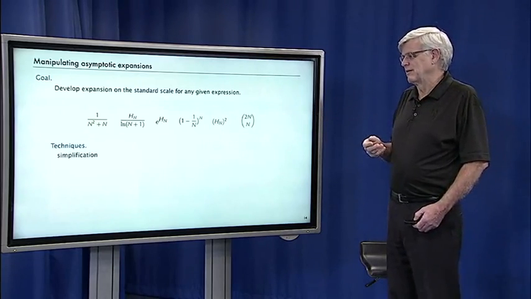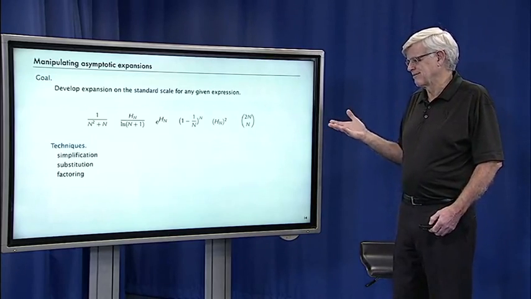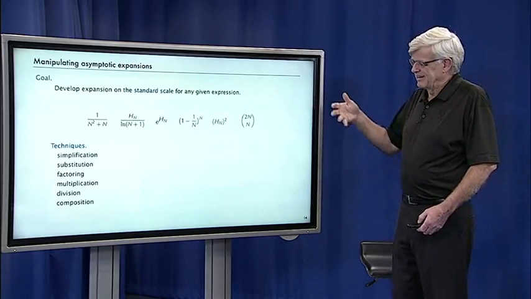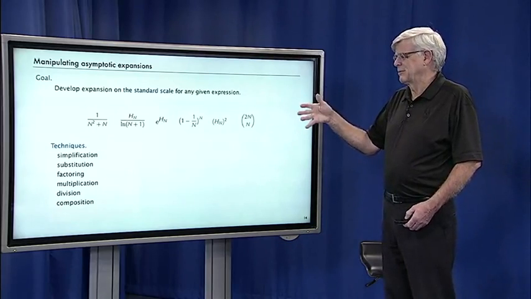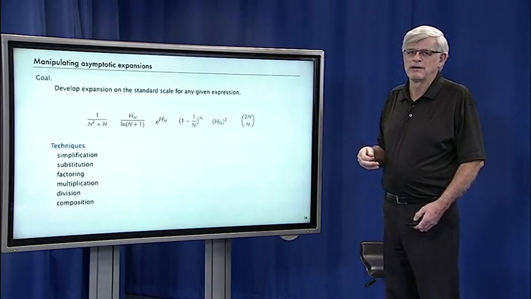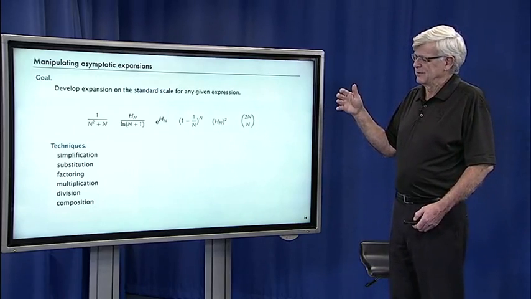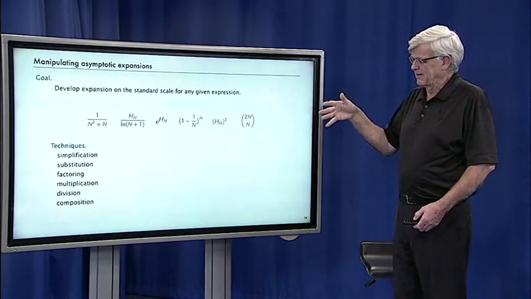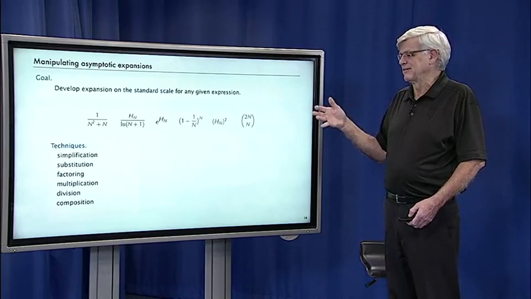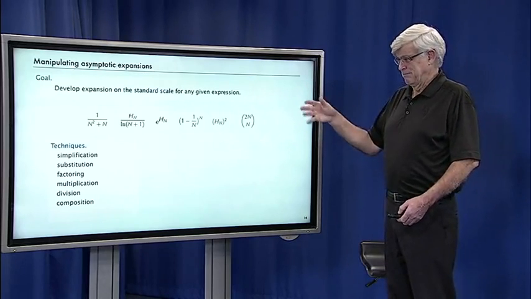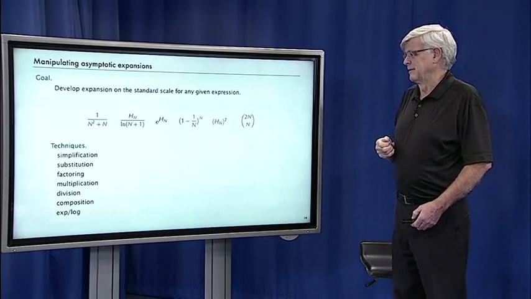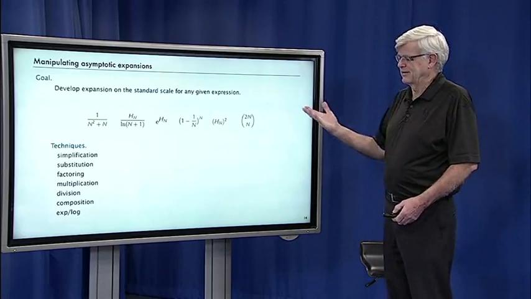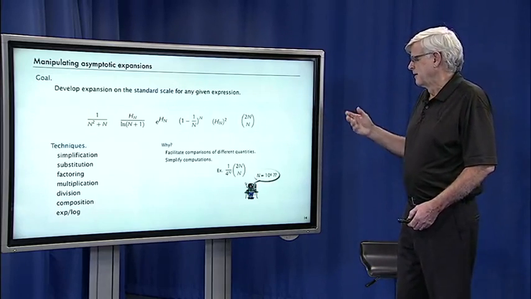We'll look at each one of these: simplification, substitution, factoring, multiplication, division, and composition. They seem really simple to call out, but when faced with dealing with one of these functions, you really want to think in terms of, there is an easy way to do this, one of these basic ways. Just have to figure out which one it is. And there's also the x-log trick, an important technique, and I'll show that in a minute.